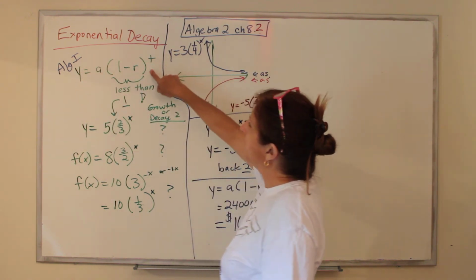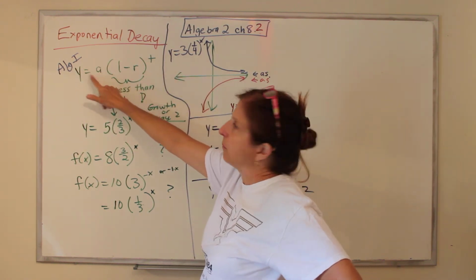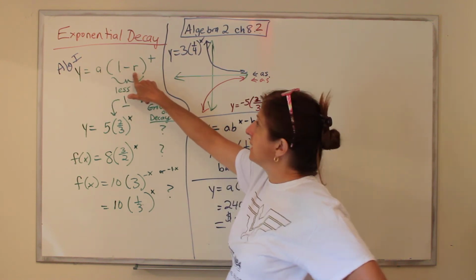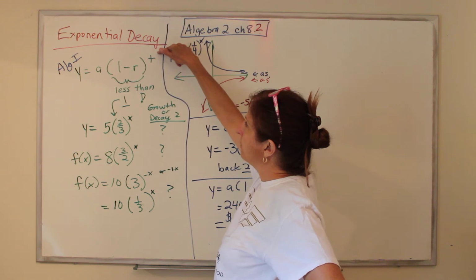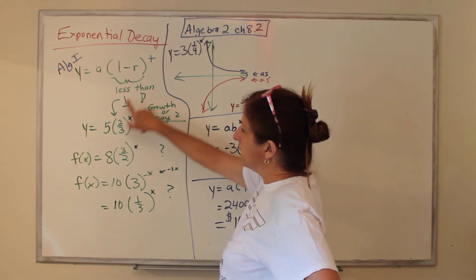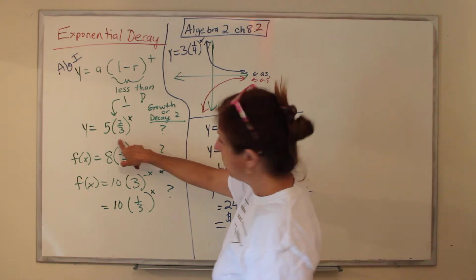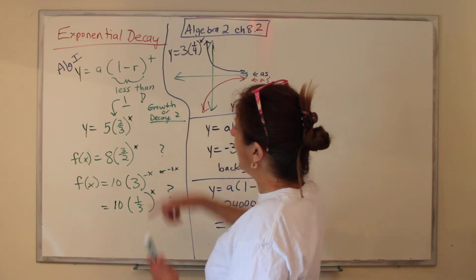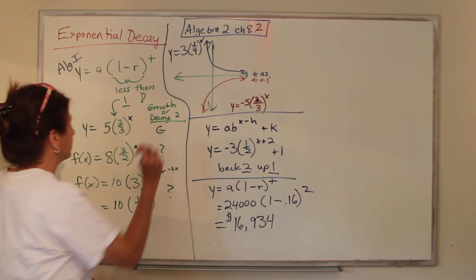So this is a decay formula: how much you start with times 1 minus the rate as a decimal, raised to the power of time. Because it's 1 minus the rate, it's always less than 1. So is this a growth or a decay? Well, look at that fraction. 3 halves is less than 1, so it's a growth.